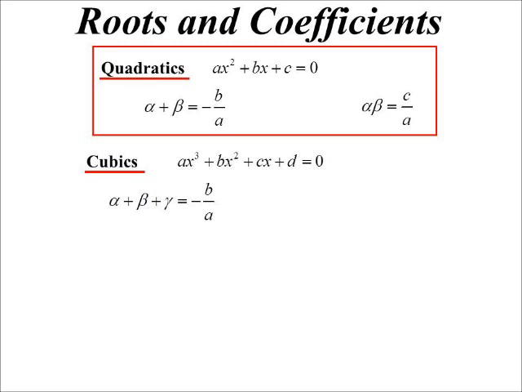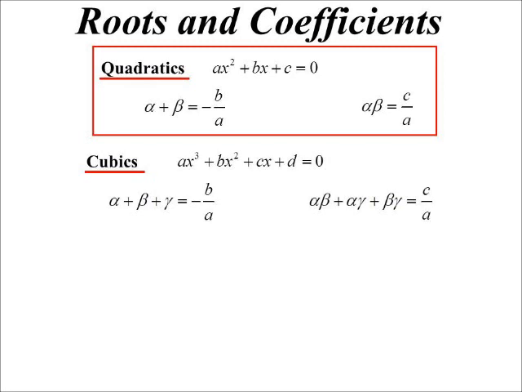So long as we always start with the leading coefficient being a and work our way down, we can use the same formula. So of course, b in this case is the coefficient of x squared, not the coefficient of x. And a is the coefficient of x cubed, not the coefficient of x squared. But if I do that, I can use the same formula.